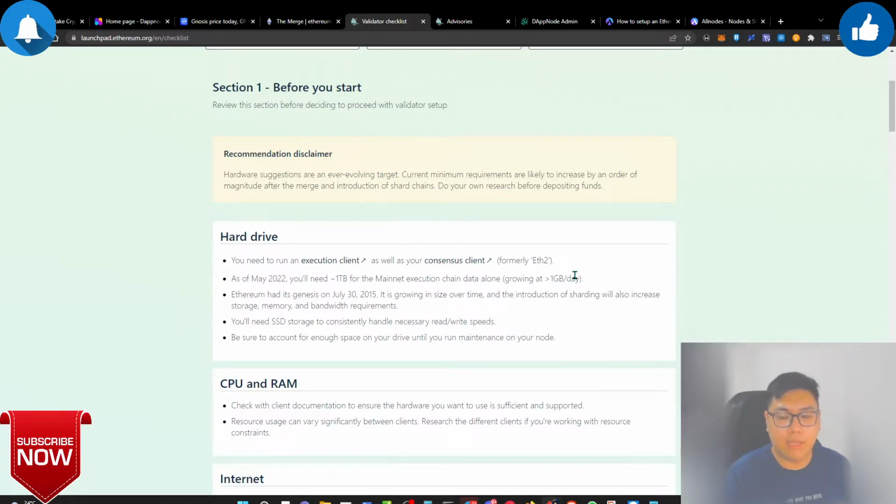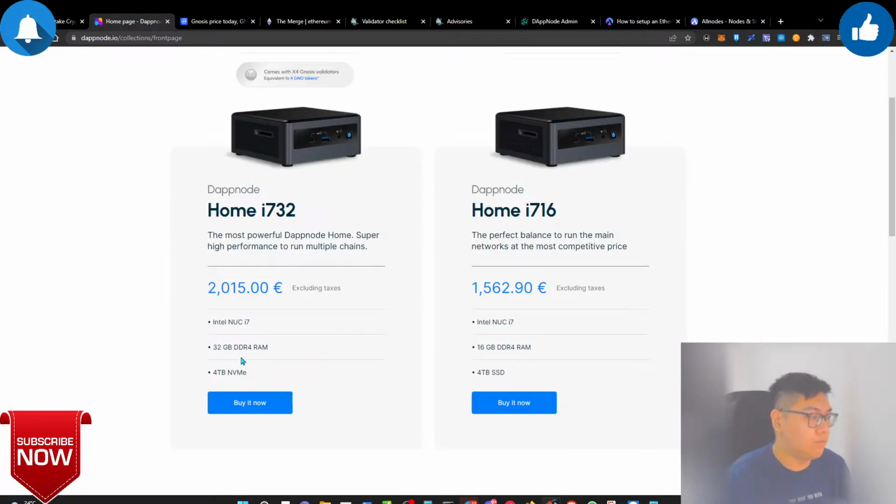So here you might be thinking, okay, how many gigabytes do you need? On DAppNode, they have a 4 terabyte NVMe. Basically it's an SSD, more powerful than a regular SSD.